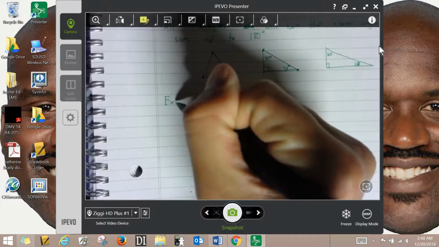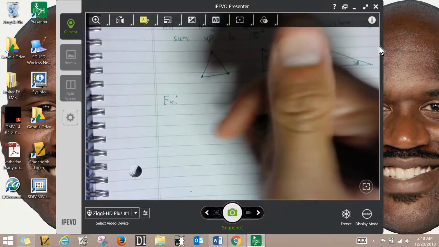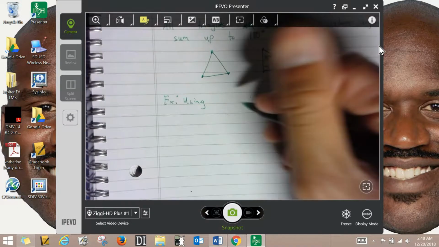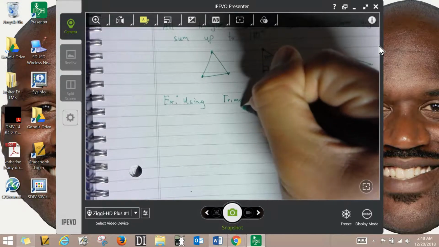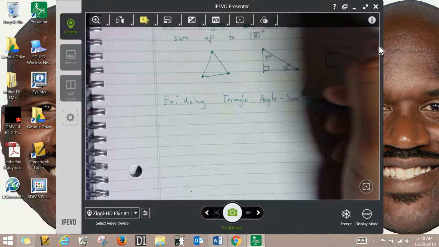Okay, sorry for the lighting and the shadow, so you're going to have to work with me here. I'll fix that in the next video, but I can't really change my position right now. Using the triangle angle sum theorem.